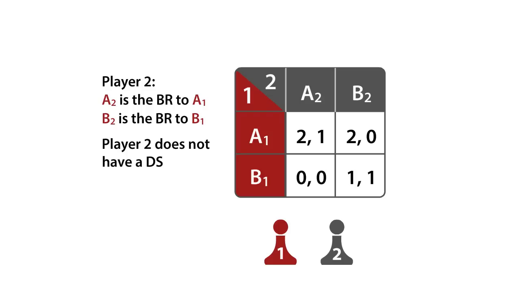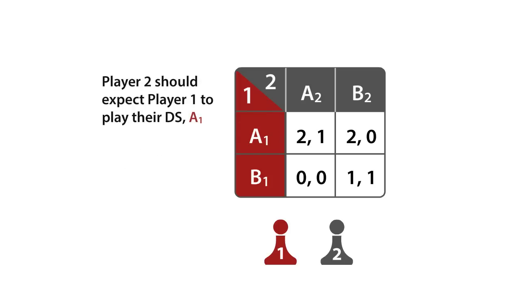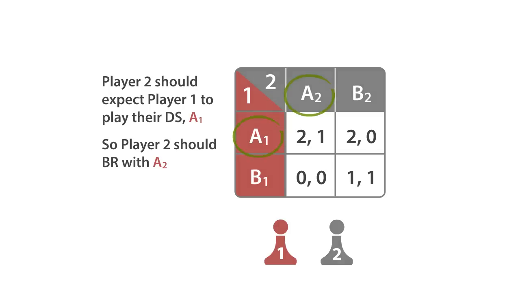But if you think about this game for a moment, player two should in fact know what player one's going to do. Player one does have a dominant strategy. It's A1. So two should expect one to play A1, and two therefore should play his best response to A1, which is A2. That means in this game, even though one player doesn't have a dominant strategy, we can be pretty confident predicting play of A1 and A2. Notice that what's going on here is that A1 and A2 are mutual best responses. They're best responses to each other.